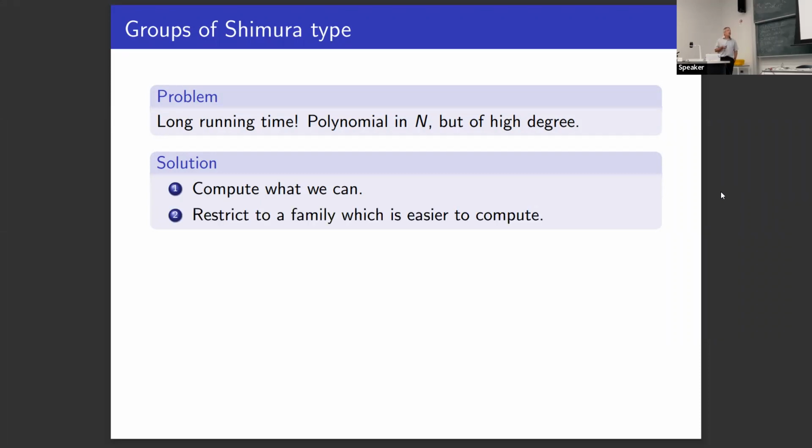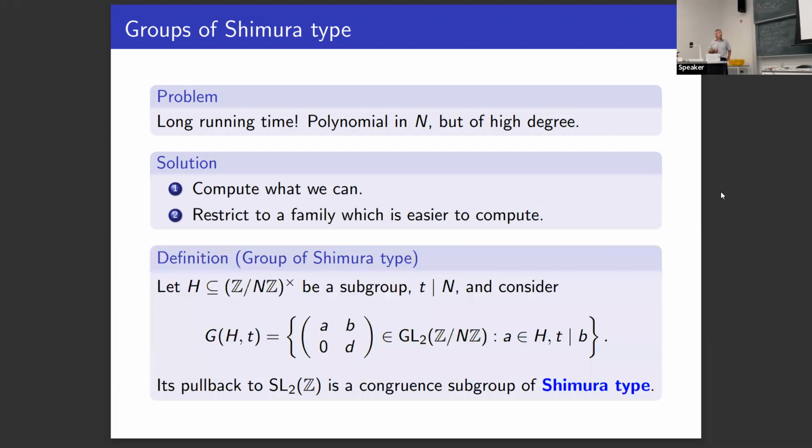But another one is to restrict to a family which is easier to compute. So something that is slightly larger than X_0(N), which is already known, but is not everything, and we can compute it more easily. And that's the reason to introduce groups of Shimura type. We call them of Shimura type because Shimura was the first to introduce them.